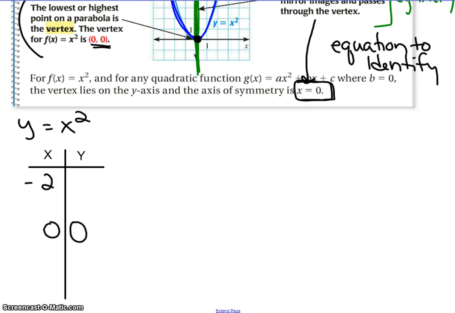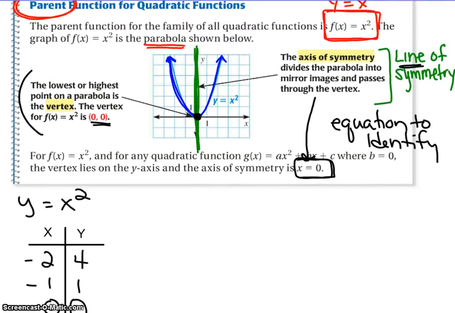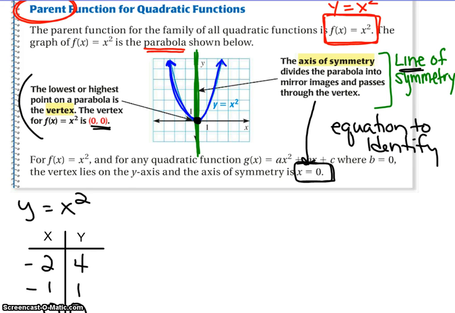If I plug in -2, square it, -2 times itself is 4. If I take -1 and square it, -1 times -1 is +1. And these are going to be important points. If you remember looking back at the graph, those points were on there. -2 was up here at 4. +2 was 4, because remember we talked about how that was 2 from the line of symmetry, and that's 2 from the line of symmetry. So those points may come into play eventually as we start doing some graphing.